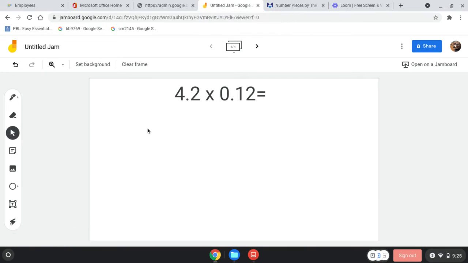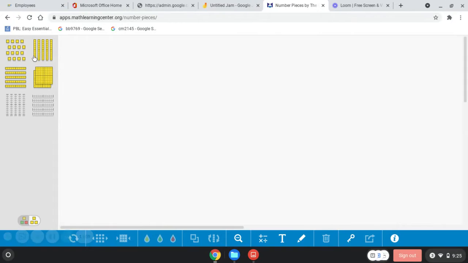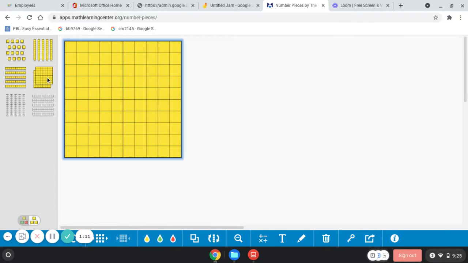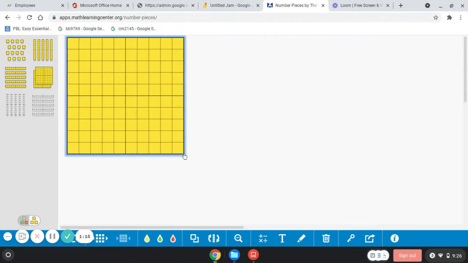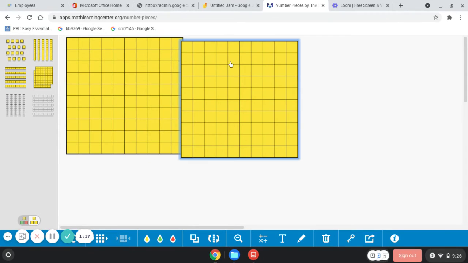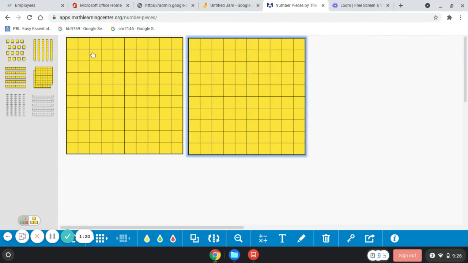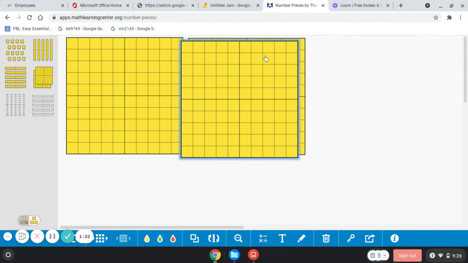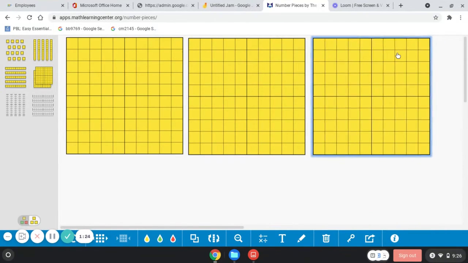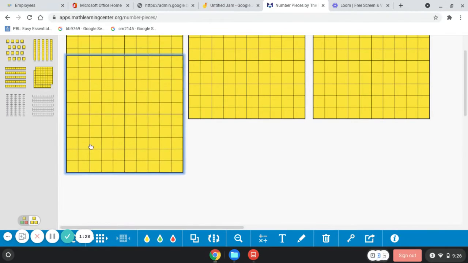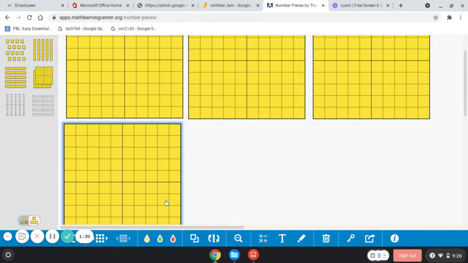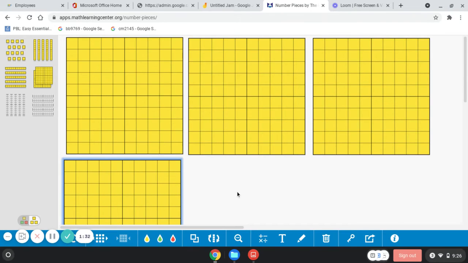Now, in 4 and 2/10, this number is telling us that there are 4 wholes. So I am going to show 4 wholes using my base 10 blocks. 1, 2, 3, and 4, which is going to kind of slide down here. Great. So now I have 4 wholes.